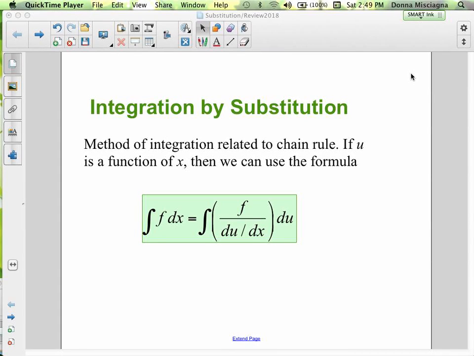Integration by substitution. This method of integration is related to the chain rule. If u is a function of x, then we can use this formula: the integral of f dx is equal to the integral of f divided by du/dx, du.